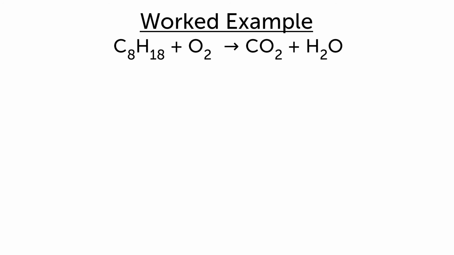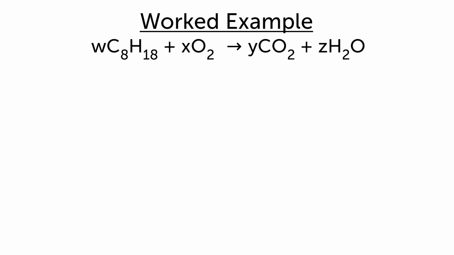Now we will try to balance a really tricky equation. The combustion of octane. First we put algebraic symbols W, X, Y and Z into the equation. We need 4 symbols this time as there are 4 unknowns. Next we write down the simultaneous equations.